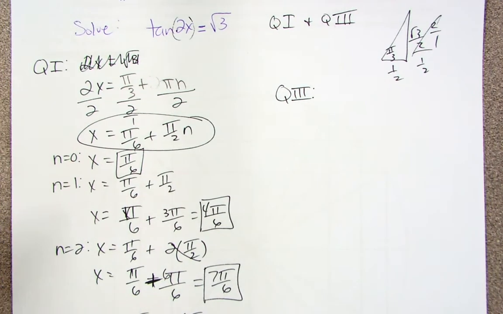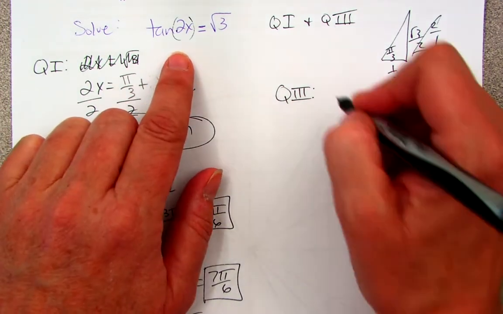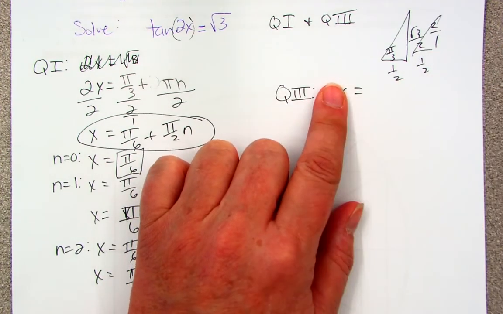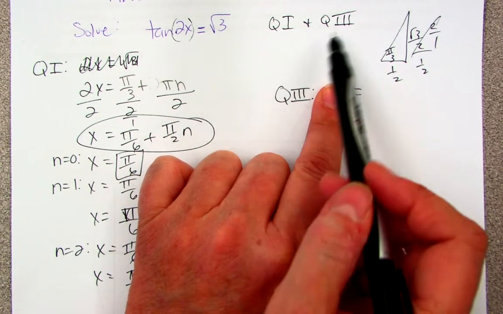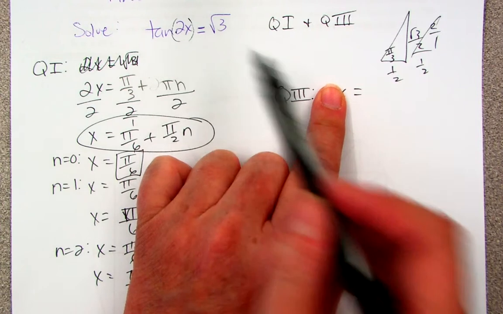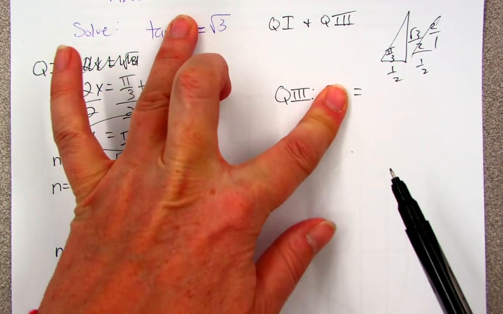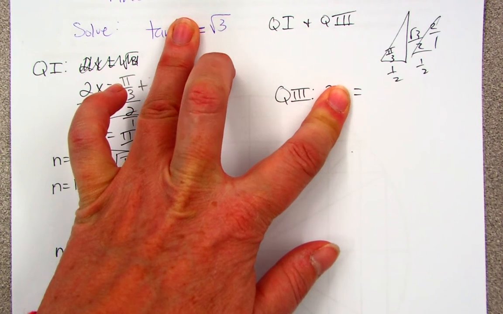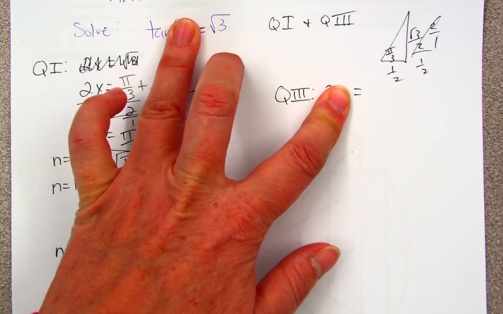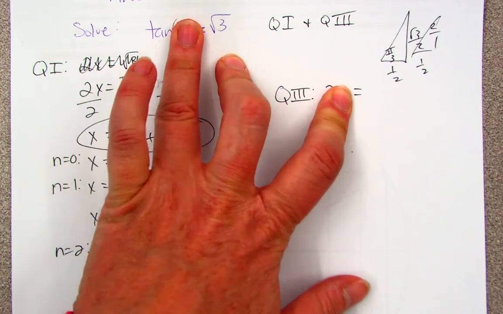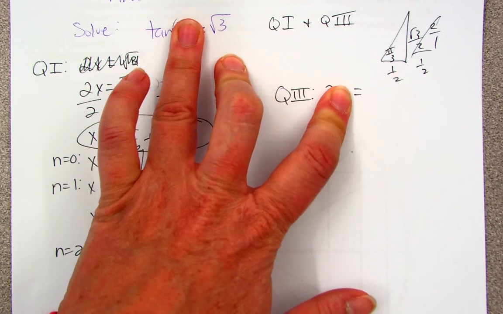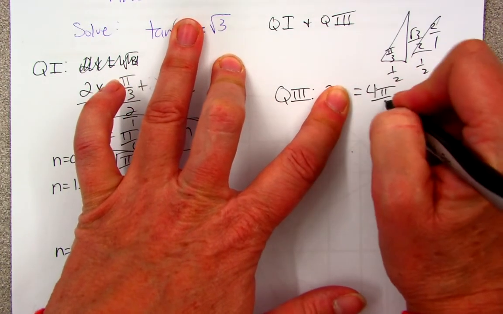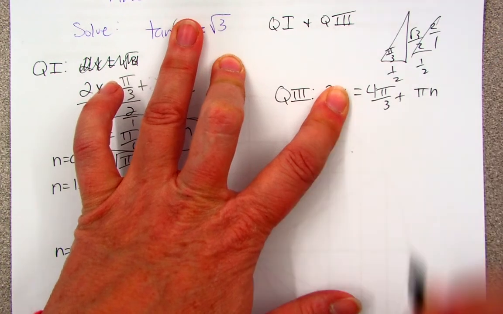Quadrant 3. I'm going to pick up this angle. Hide my little finger because I don't want it to freak me out. In quadrant 3, what angle measurement would give you square root of 3? What is it? Four pi over 3 plus pi over n.